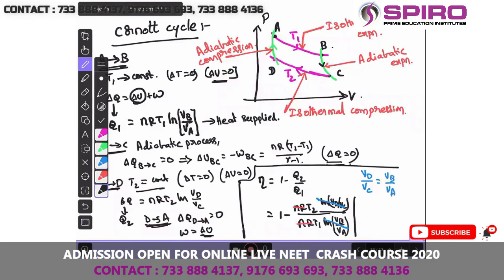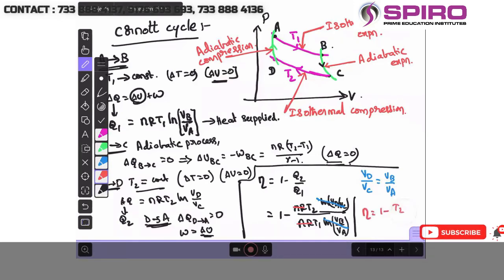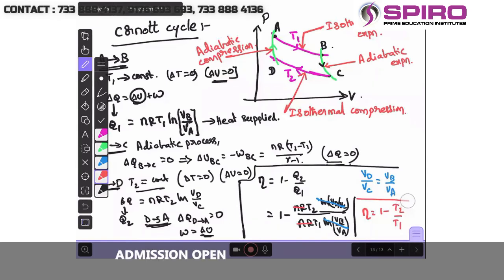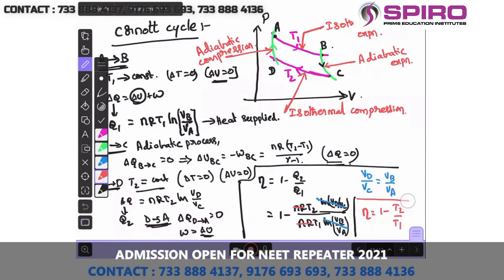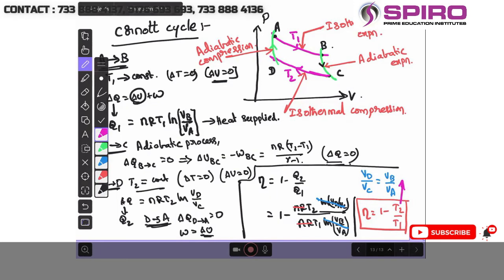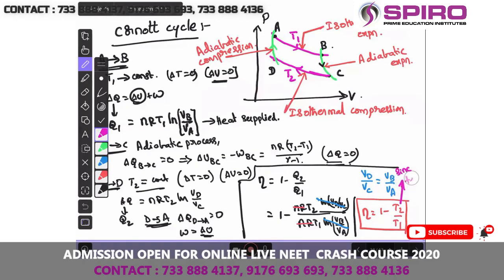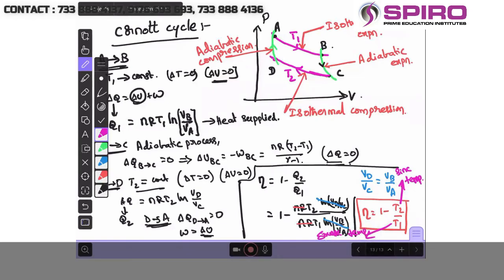Now you can write the expression for efficiency as T2 divided by T1. One more important noticeable point here: T2 is called the sink temperature, and T1 is called the source temperature. So, sink temperature divided by source temperature.